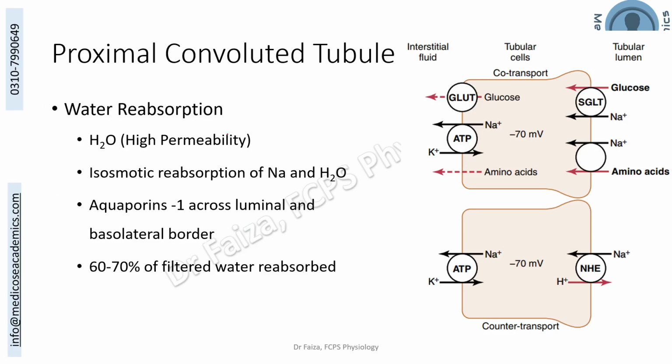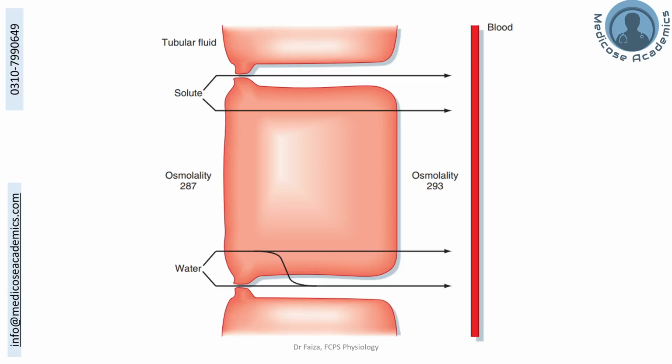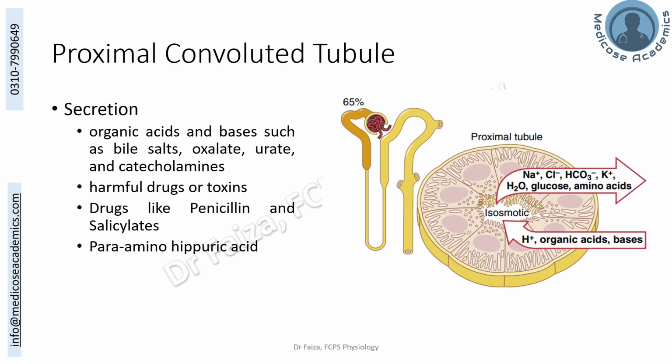Water reabsorption occurs with a very high permeability across this segment, and this is an isoosmotic reabsorption. Aquaporin 1 is involved in the reabsorption of water across the luminal as well as the basolateral border, and 60 to 70% of filtered water is reabsorbed at the level of the proximal convoluted tubule. As you can appreciate, the isoosmotic reabsorption is occurring over the proximal convoluted tubule here.